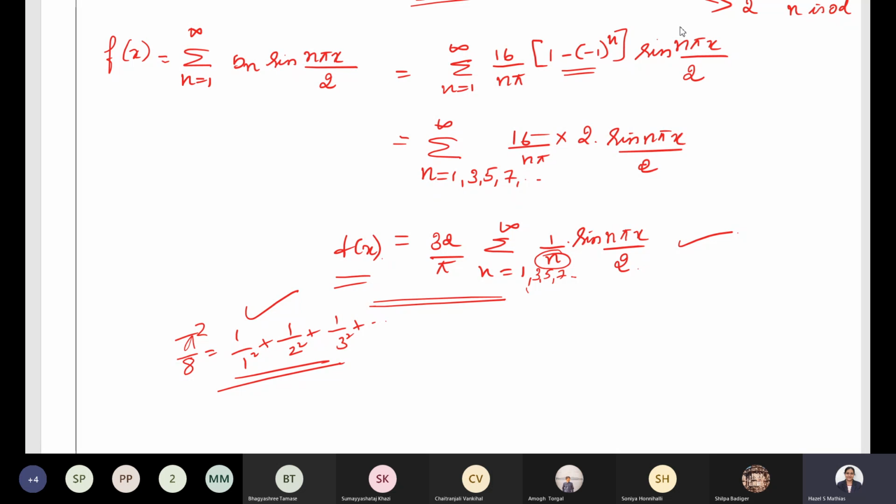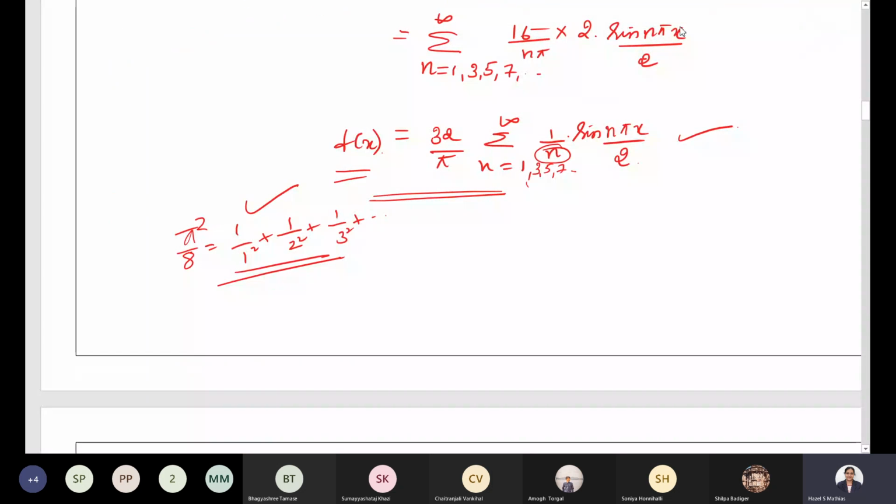The answer is given to be 1 by n square, but we are not getting n square over here. So this is only correct. No n square value. You can stop till here.